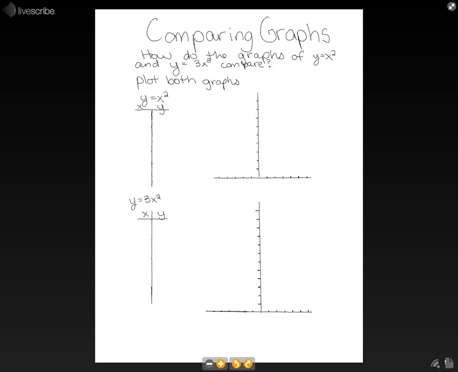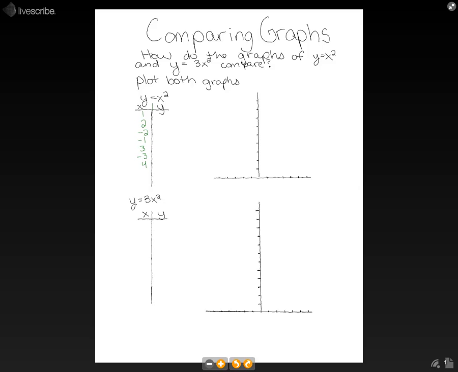In this video, we're going to look at comparing two graphs, the graph of y equals x squared and y equals 3x squared. So first we want to plot both graphs. We're just going to do a t-chart here so we can get some x and y coordinates. First let's go through some general x coordinates that we use a lot for parabolas. It's one of the easiest ways to graph them if you just have a bunch of coordinates.